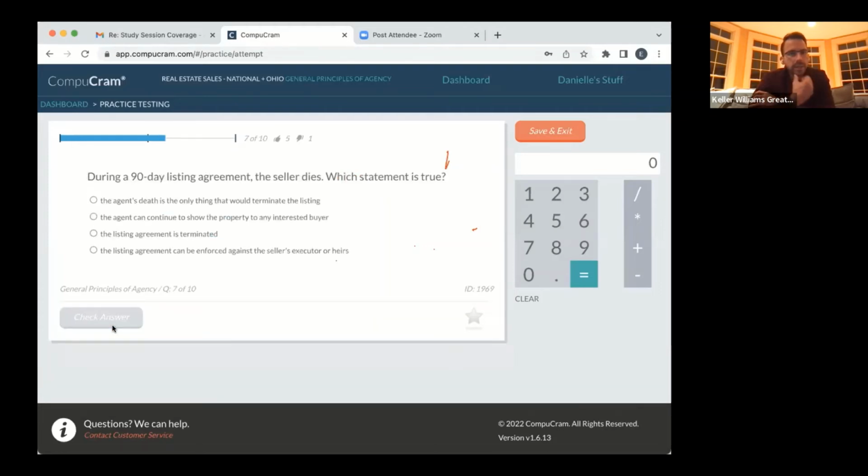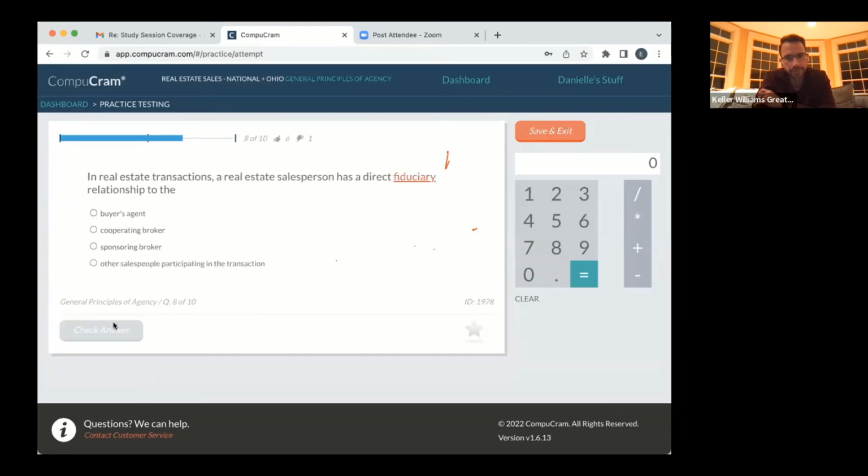During a 90-day listing agreement, the seller dies. Which statement is true? A, the agent's death is the only thing that would terminate the listing. B, the agent can continue to show the property to any interested buyer. C, the listing agreement is terminated. Or D, the listing agreement can be enforced against the seller's executor or heirs.